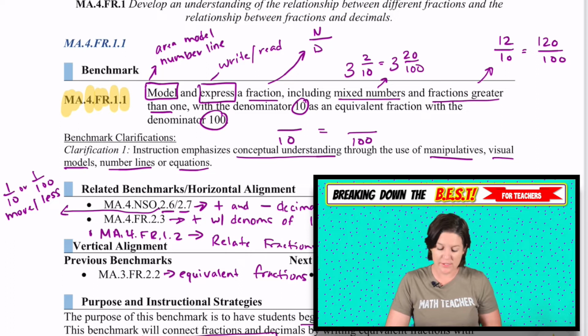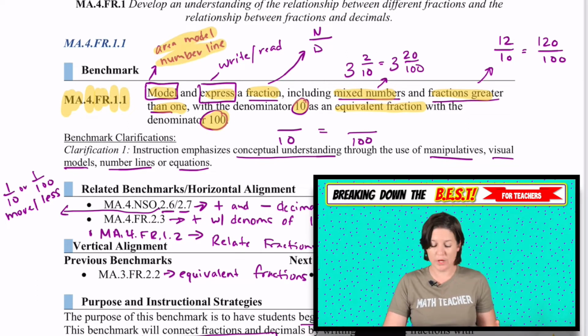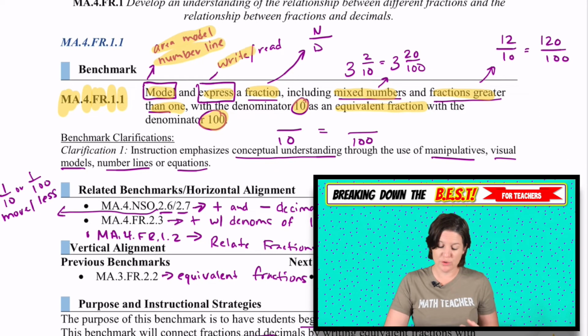MA.4.FR.1.1, and this standard says that students will be expected to model and express a fraction, including mixed numbers and fractions greater than 1, with the denominator of 10 as an equivalent fraction with the denominator 100. So let's go back to that. Modeling, what are we doing there? Well, we are representing with area models and we're representing with number lines. Students will also be expected to express, which means to write or read the fractions properly.